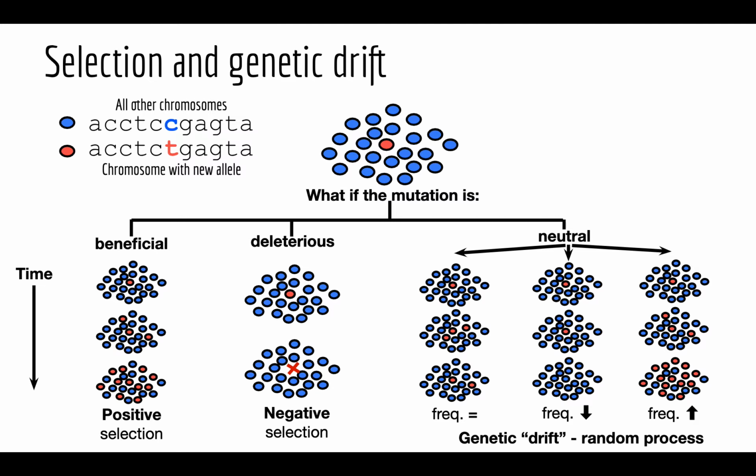Yeah? You brought up the example of mating, but sexual selection isn't random. So where would sexual selection fall on this?